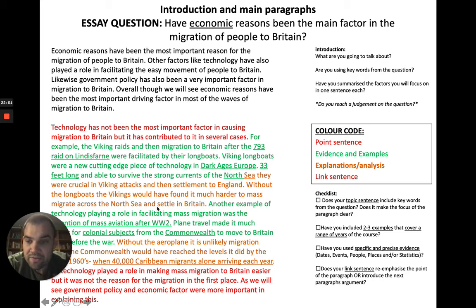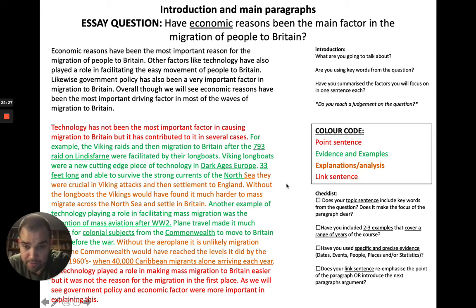So once I've given my key facts about the Vikings and why they migrated in terms of the role of technology, I then say they were crucial in Viking attacks and then settlement in England. Without the longboats, the Vikings would have found it much harder to mass migrate across the North Sea and settle in Britain. So I've actually explained my example as well. I've said, well, this is why this technology was important to people moving to Britain. Remember, you can't just describe a bunch of stuff you know. You then have to explain it and link it to what the question's asking you.